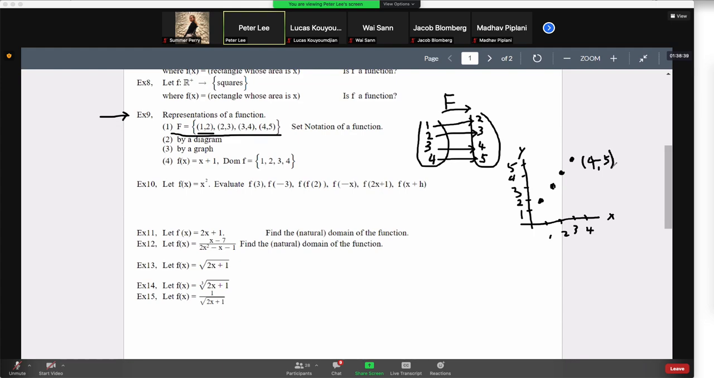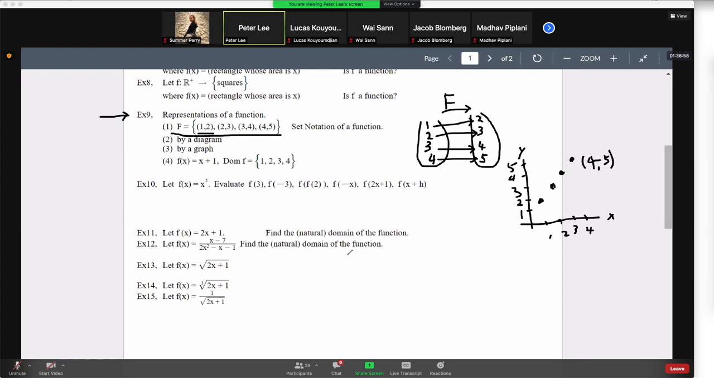So can you express the function this way? Yes, we can. If we express the function this way, that's the function expressed in a graph. That is a function written in a graph form. That's the function by a graph. So these are different ways of writing the same function.